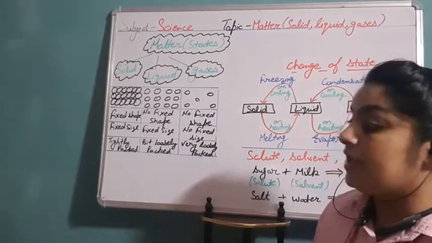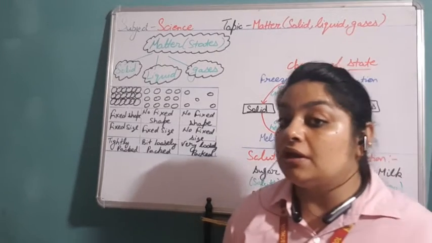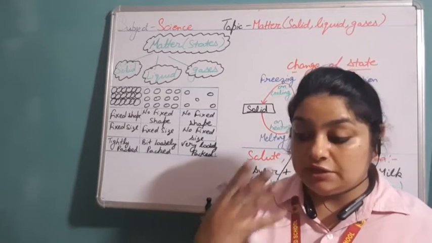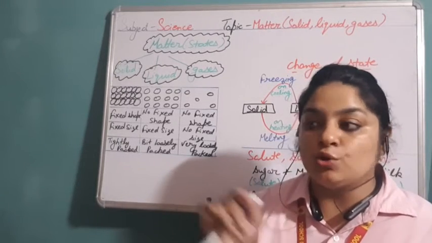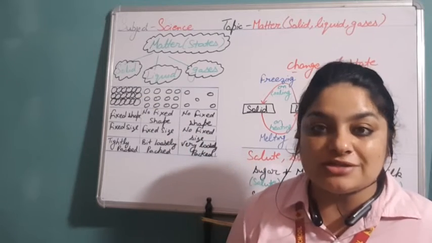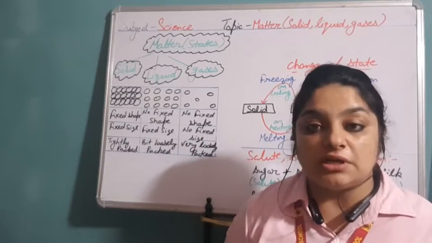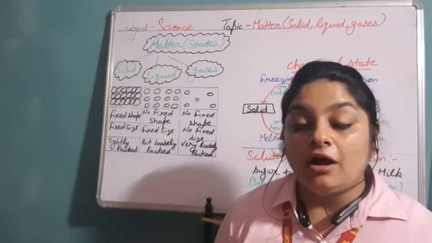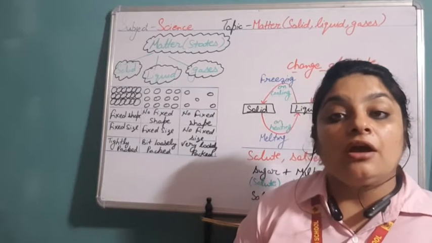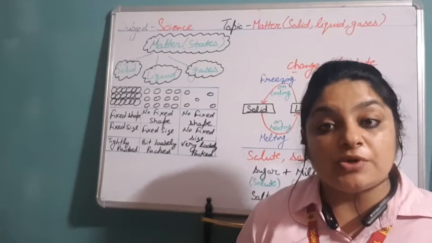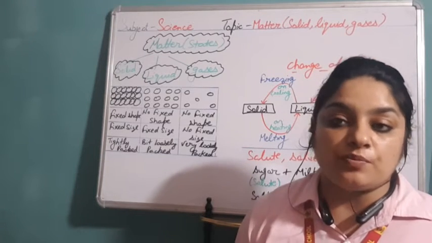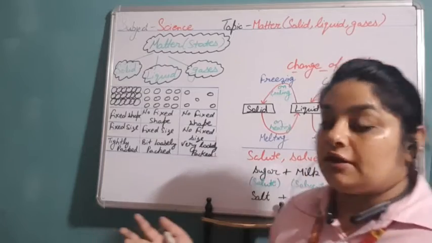Now examples of gases. For example, right now I am breathing in oxygen and breathing out carbon dioxide. I can show you, this is an oxygen particle, this is a carbon dioxide particle, right? They are very loosely packed. Other examples of gases are carbon dioxide, water vapor, steam. These all are examples of gases.